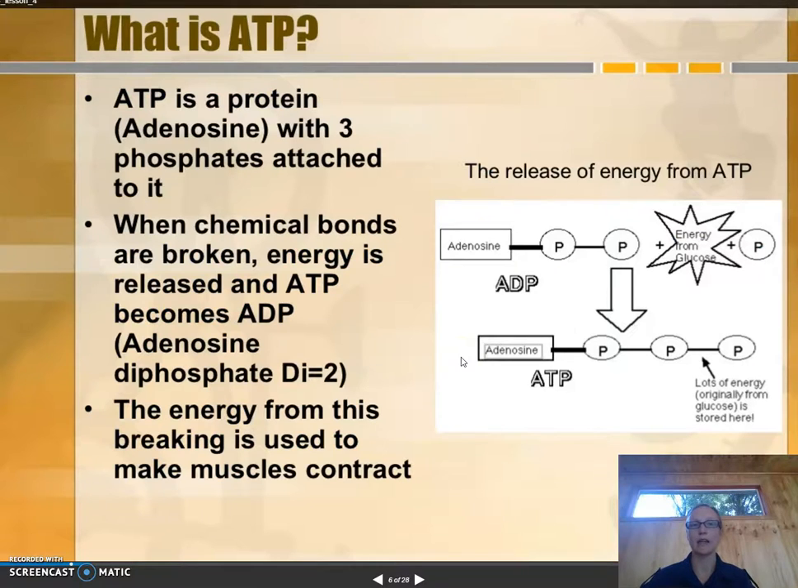Okay, so what is ATP? It's a protein, which is the adenosine component, attached to 3 phosphates. We've spoken about this. When the chemical bonds are broken, energy is released and ATP becomes ADP. So basically this is just a better way to represent that. So you've got adenosine, you've got your 2 phosphates, energy from glucose, add an extra phosphate, so that requires a bit of energy there to become ATP, and then we release energy when we break that bond. So this part requires energy, the gaining of the phosphate, and then this part releases energy for us. And that helps us gain the energy required to contract a muscle.